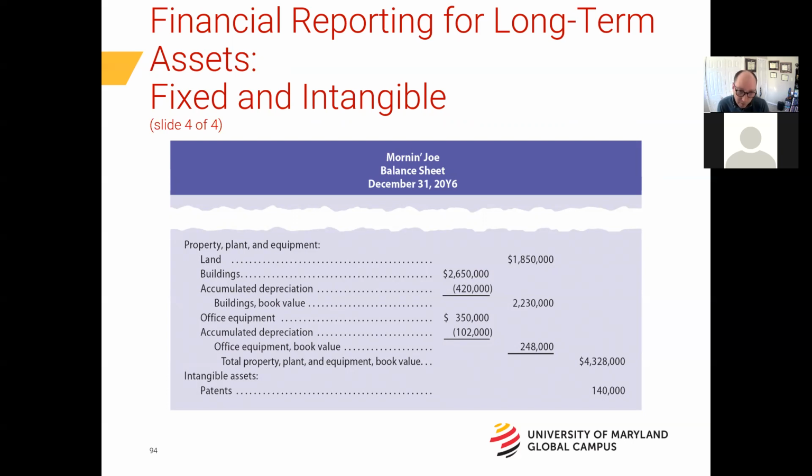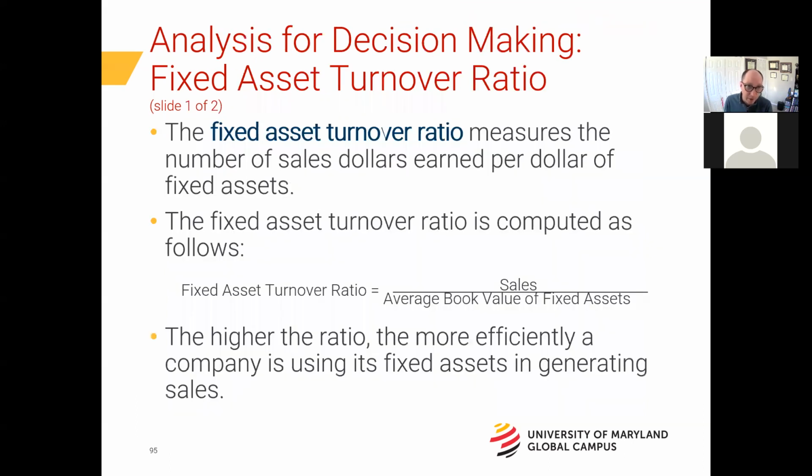Building, initial cost, 2,650,000. Depreciated 420,000 during this current period. Current book value of the building is 2,230,000. How did you get book value? Initial cost minus accumulated depreciation equals book value. Remember, book value is not the same as market value. Those are different things. So forth and so on, right? But that's what it looks like on your balance sheet.